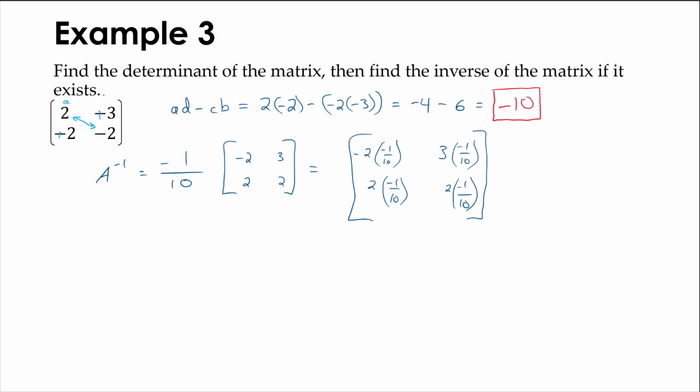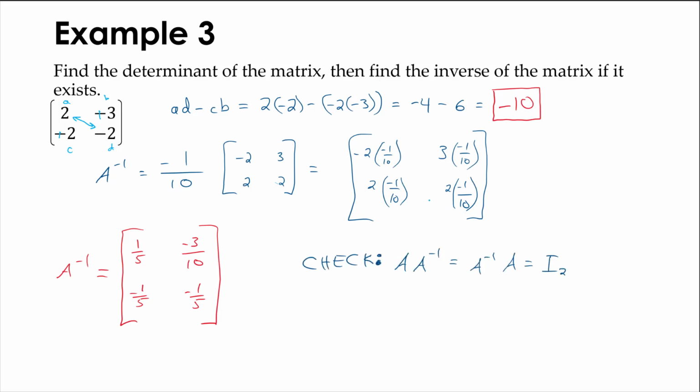Okay, again, this is like my A, B, C, and D, right? So I'm switching A and D, so now I have negative 2 up here and 2 down here. And then instead of a negative 3 and a negative 2, I just switch the signs of those, okay? Just switching the signs. Okay, so here, now I just multiply through by my scalar, all right? And I've got negative 2 times negative 1/10, positive 3 times negative 1/10, 2 times negative 1/10, and 2 times negative 1/10. And when I reduce that, I get A inverse, which you can go back and check is the exact same inverse that we got on the previous slide, okay?